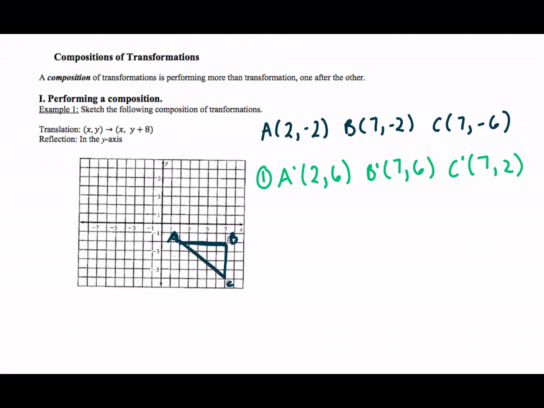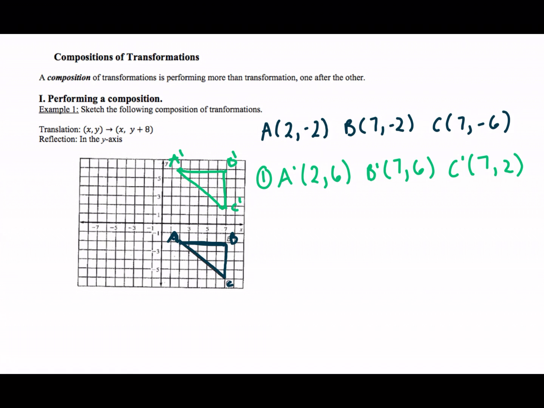All right, so let's go ahead and plot our points in the coordinate plane. So I have over 2, up 6. We need to label this as A prime. B is at 7, 6, and C is at 7, 2. All right, my first triangle, A prime, B prime, and C prime, is right here. All right, so that's my first transformation.